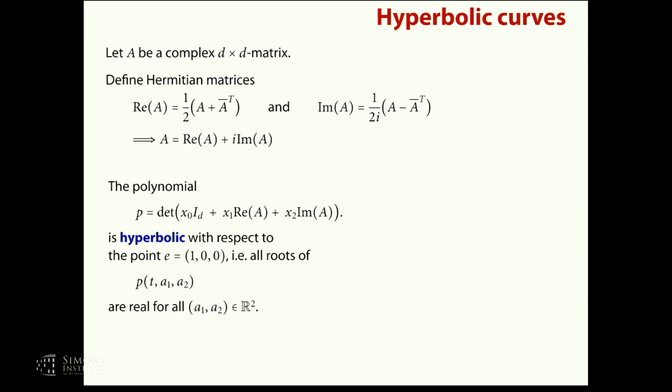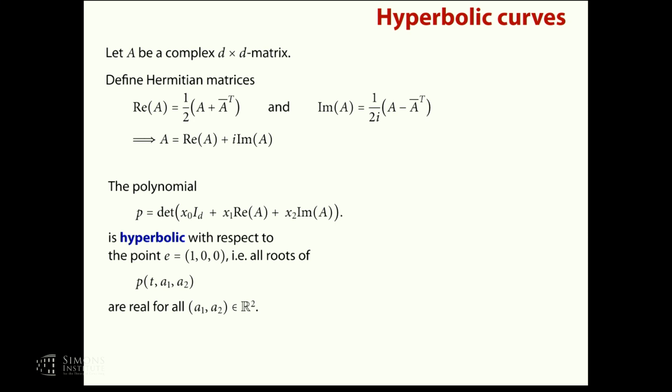So if I take this determinant, you do x0 times the identity plus x1 times the real part plus x2 times the imaginary part. Because I have two Hermitian matrices and put the identity here, this is a hyperbolic polynomial. It's hyperbolic with respect to (1, 0, 0), which in this particular case with these coordinates just means that if you fix the last two coordinates and let the first one run, then you have a real rooted polynomial.